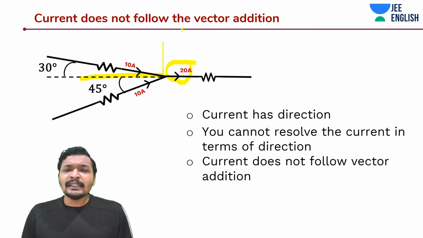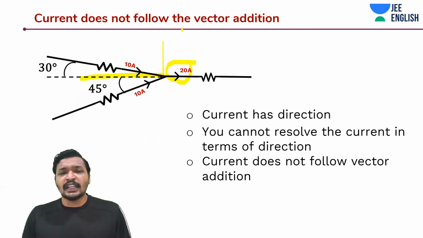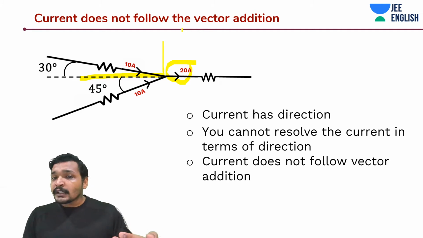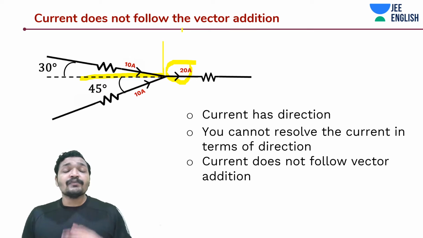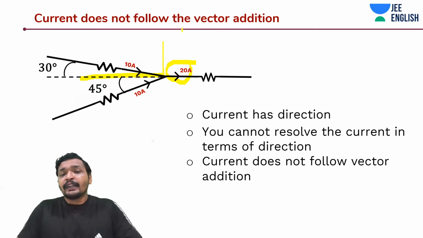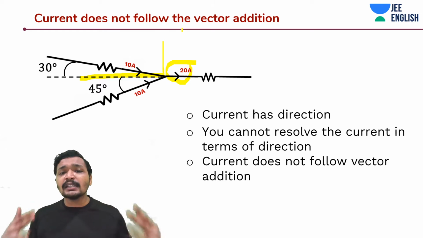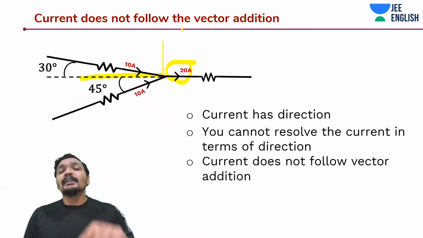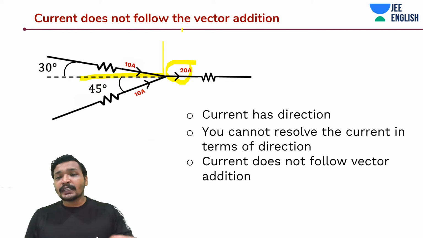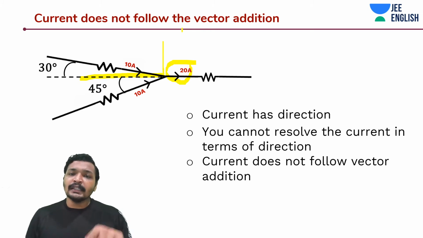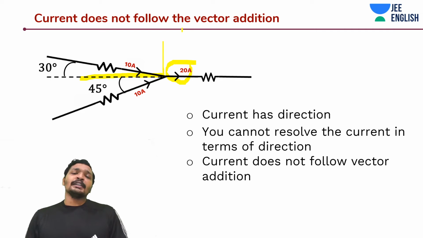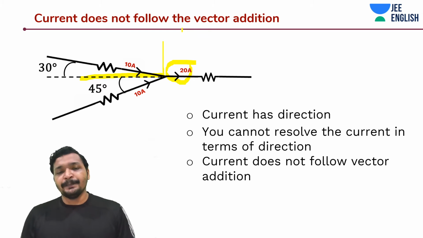So that would ultimately make sure that the charge is not conserved. But we know it's a universal truth that in an isolated system, charge is always conserved. If you take this universe as an isolated system, the charge is conserved. You can never create or destroy the charges. So in this case, what is happening? Charge is being conserved, so it cannot be a vector quantity. It's a scalar quantity, guys. Current does not follow the vector addition rule or the law of vector addition.